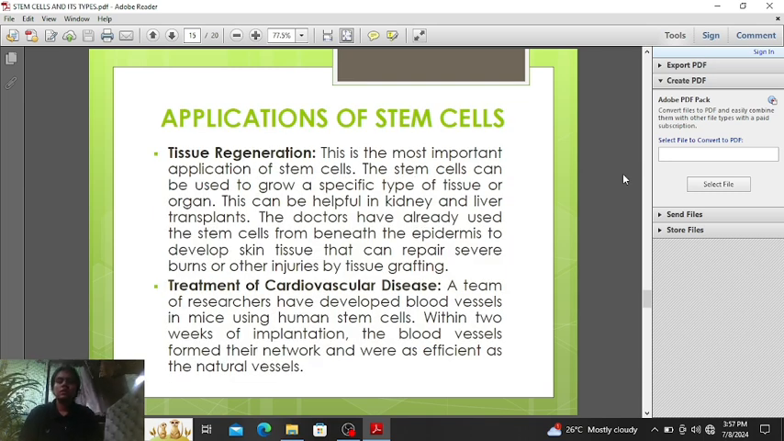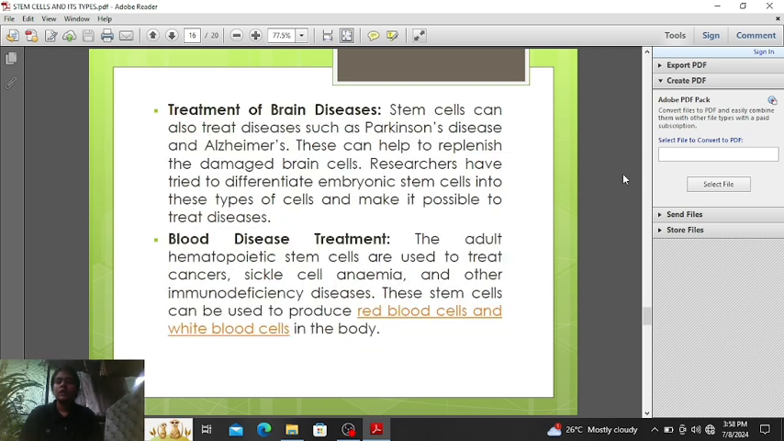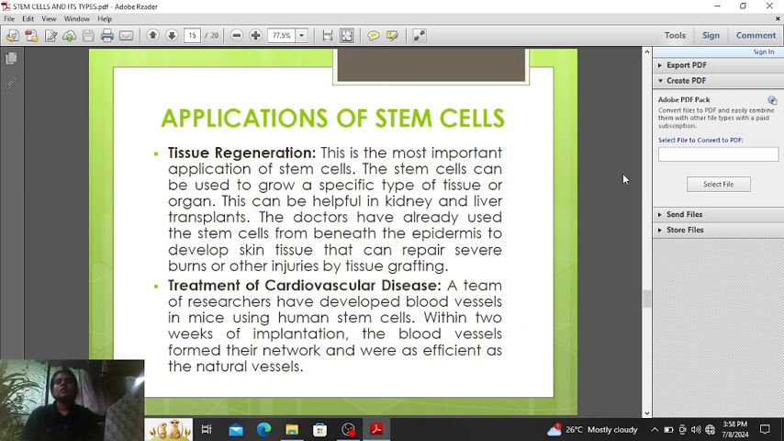Applications of stem cells. Now I'll be speaking about a few of the applications, which are tissue regeneration, treatment of cardiovascular disease, treatment of brain diseases, and blood disease treatment. These are the main applications of stem cells. Tissue regeneration is the first one, where stem cells are very important, as they can grow any specific type of tissue or organ.